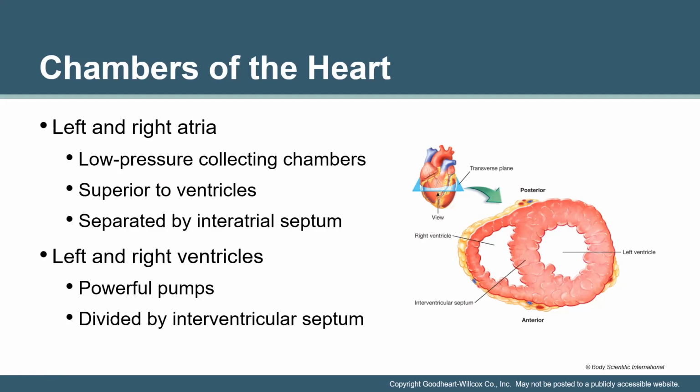The atria and the ventricles are lined with endothelial cells, which will allow the blood to flow smoothly within the chambers. We have something called an intraatrial septum. Just by the word intraatrial tells us it's between the atria. Then we have an interventricular septum, which will divide the ventricles. The atria being the topmost chambers, these are low pressure collecting chambers.